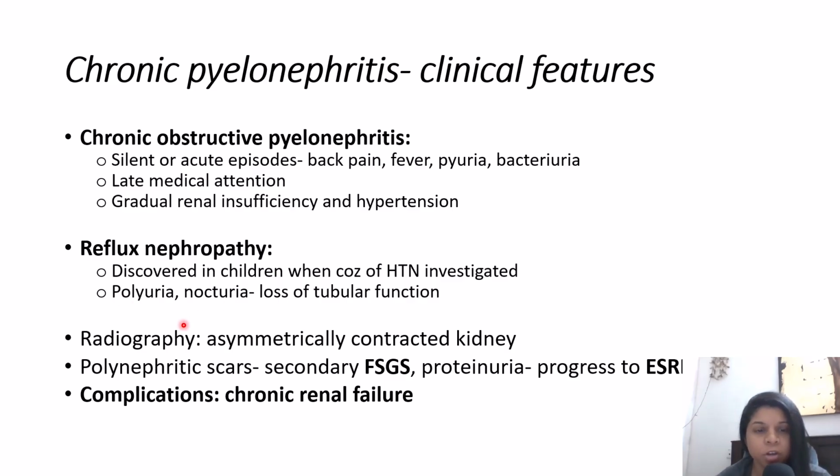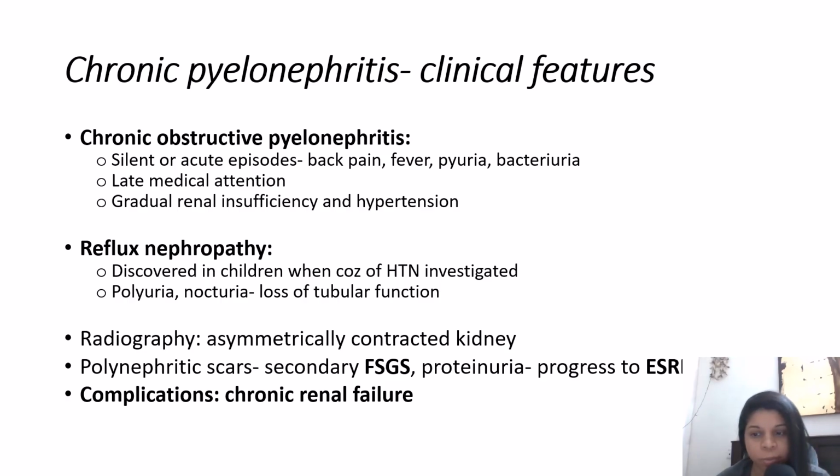Okay. Radiography, I said you will do micturition cystourethrogram in this case, and later on you can do normal radiology also. You will get asymmetrically contracted kidney. Means both the kidneys won't be symmetrical. You will have scars somewhere which won't be the same in both kidneys. Polynephritic scars you will get, means many scars you will get, and later on the patient will have focal segmental glomerulosclerosis, and at last it will go to end stage renal disease, that is chronic renal failure.